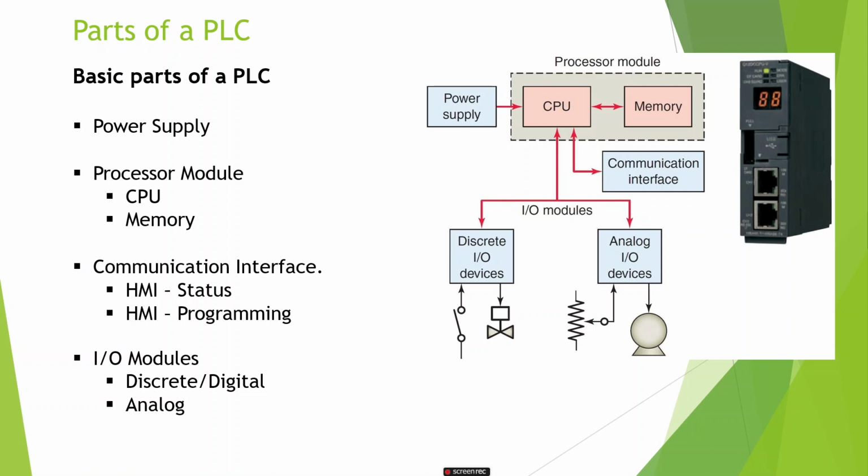The parts of the PLC are the power supply, the processor module, the communication interface, and the I/O module. The processor consists of the CPU and memory. The I/O module consists of the analog I/O module and the discrete I/O module.